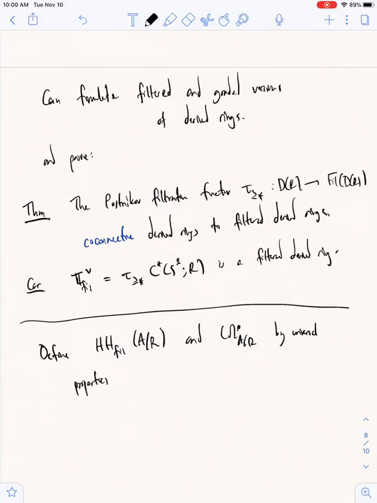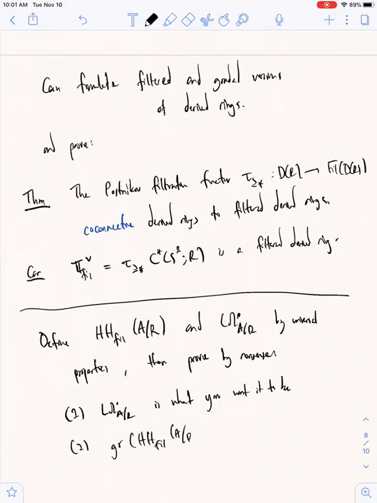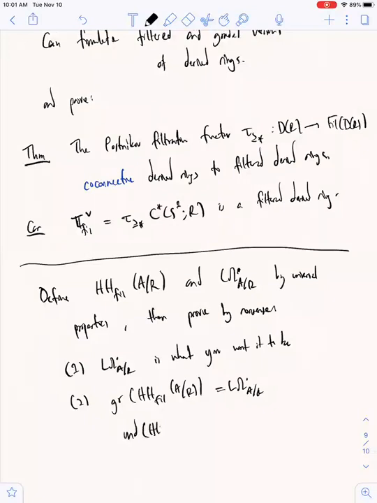They exist by abstract nonsense, and then you prove, again, entirely by nonsense, that one, LΩ^• is what you want it to be. It really is something encoding derived de Rham cohomology. And two, that the associated graded of HH fil is LΩ^•, and that the underlying is Hochschild homology. And the point is that these equalities are evident from the universal properties characterizing all the objects.